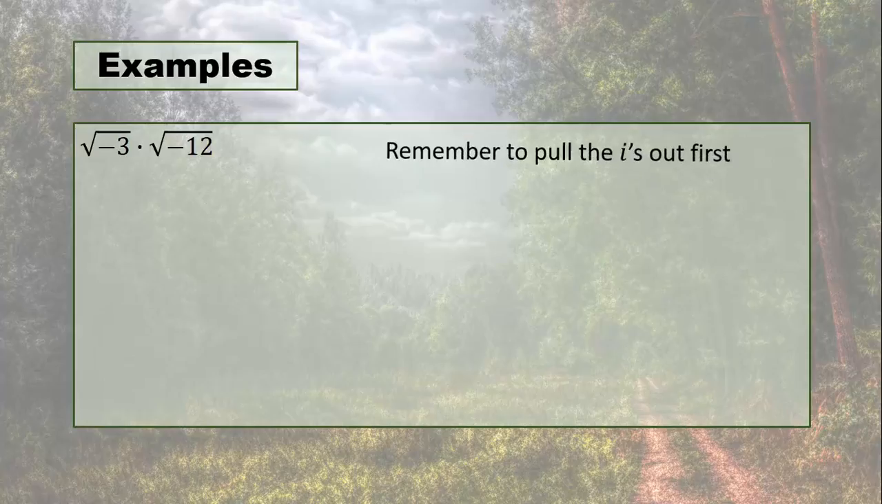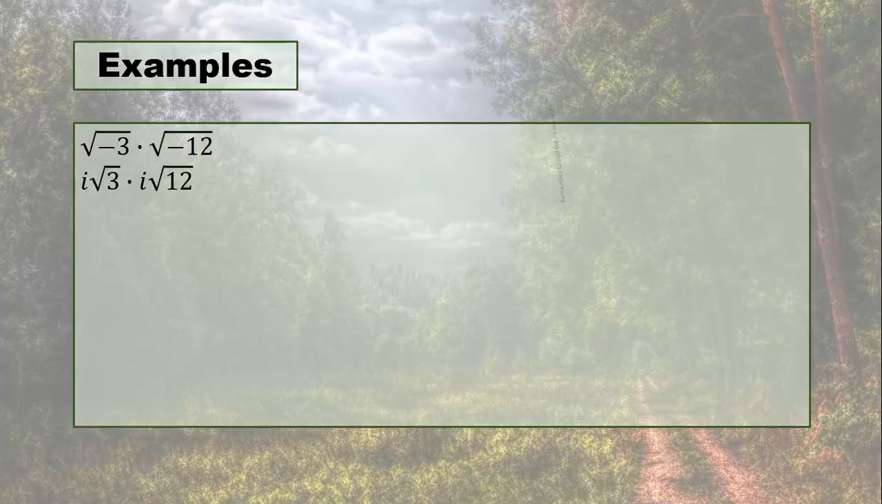Pull out the i's. We got i times the square root of 3 and i times the square root of 12. And you multiply those to get i squared times the square root of 36. Okay, the square root of 36 is 6, but i squared is -1. So the final answer is -6.